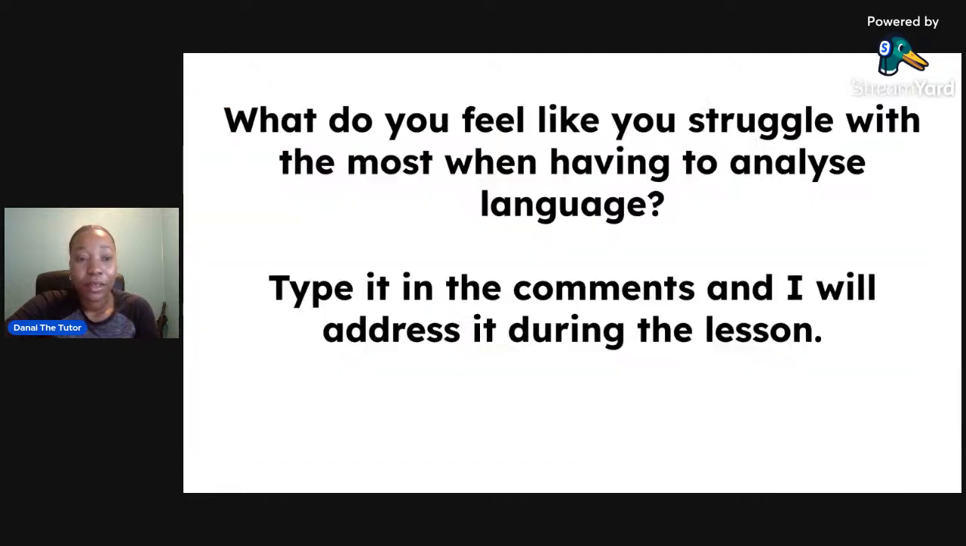So today we are going to be analyzing language. Have a think about what you struggle the most with when analyzing language. You can type it in the comments and I'll address it during the lesson. You can type it in now or as the lesson carries on. Anything in particular that you struggle with when you're analyzing language, just type it in and I will address it. Okay.